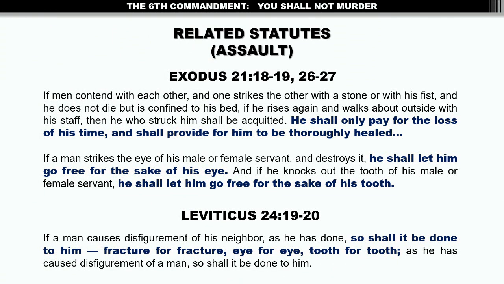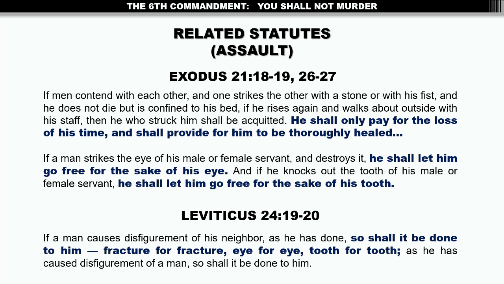Now, there are also statutes that deal with the spirit of the law against murder, such as those that deal with physical assault. Now, in Exodus 21, it states that if someone is injured, then the person causing the injury shall pay for the loss of his time working and all his medical expenses. Now, any bodily harm caused by a master to one's servant also results in the servant going free.